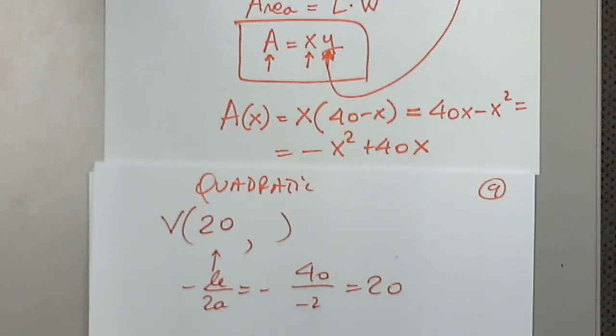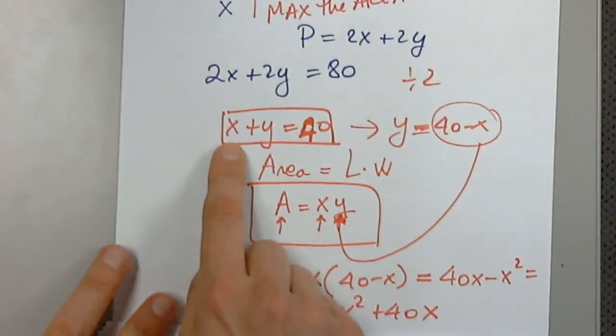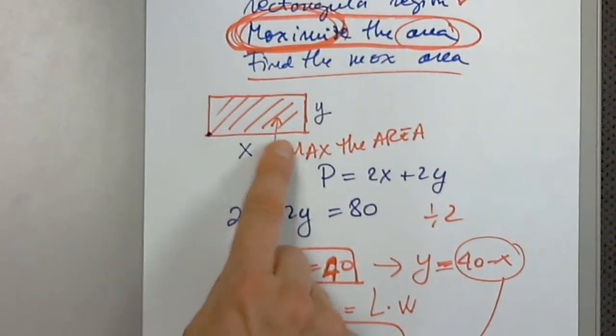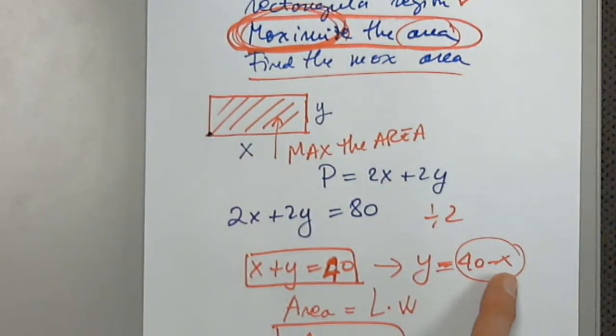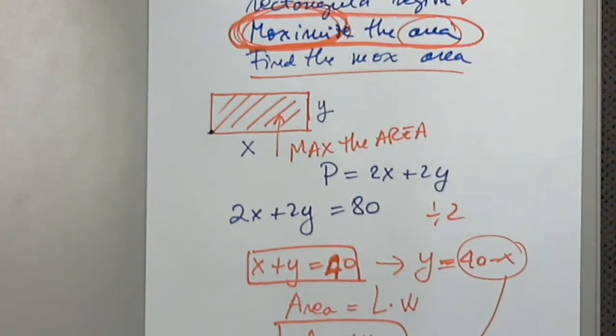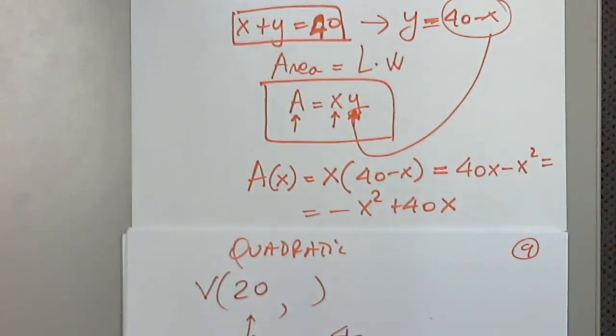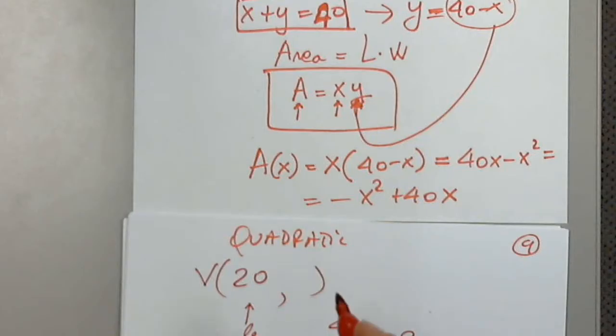What does this mean? This is our x. And how much is y, if x is 20? Also 20. Good. Okay, so x equals 20 yards and y equals 20 yards. These are the dimensions that will give us the maximum. But now the question is, what is the max area? How do I determine the maximum area? What do you think?